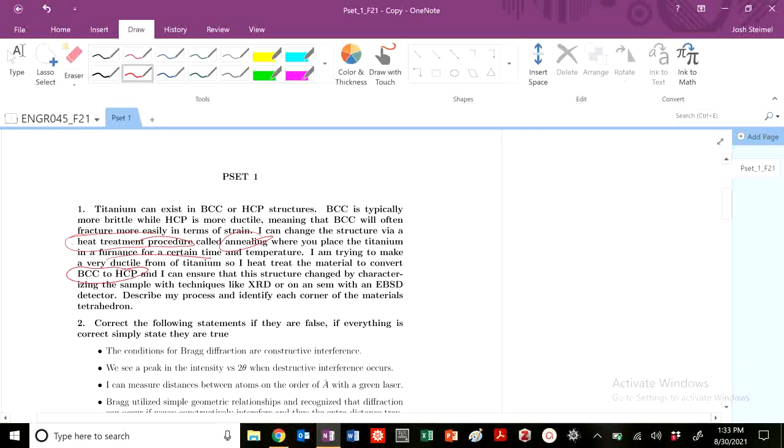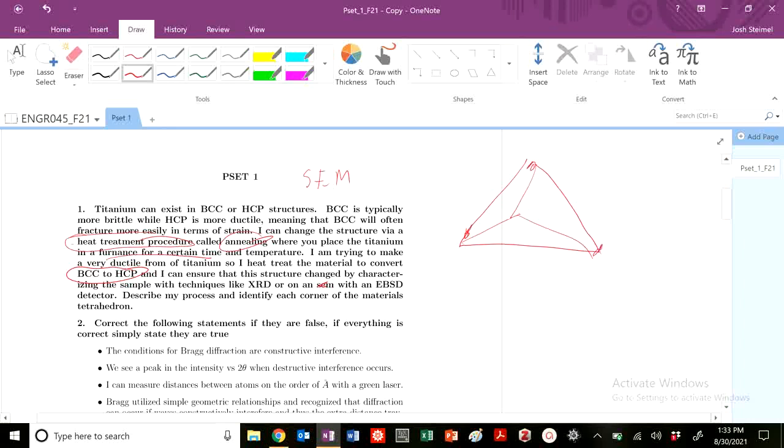And I can confirm the structural change by characterizing the sample with techniques like XRD or an SEM, scanning electron microscopy, with an EBSD detector. Describe my process and identify each corner of the material's tetrahedron. So I'm going to draw a horrible tetrahedron, like so.